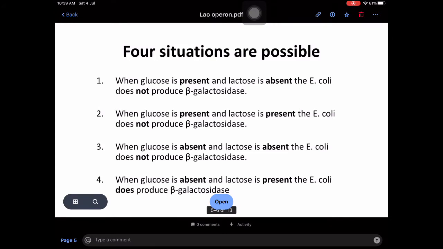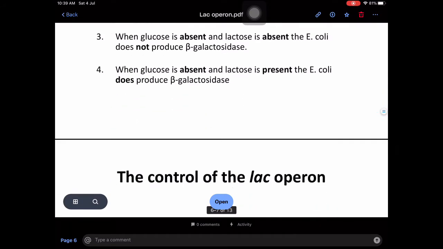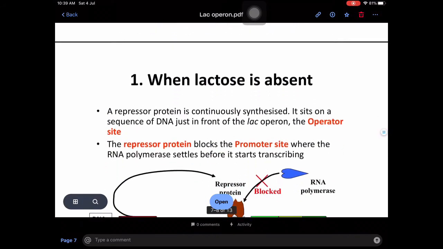Third, when glucose is absent and lactose is also absent, again this time beta galactosidase will not be produced because its substrate lactose is not present in the medium. The fourth situation is when glucose is absent and lactose is present inside the bacterial cell; the enzyme beta galactosidase will be produced by it.